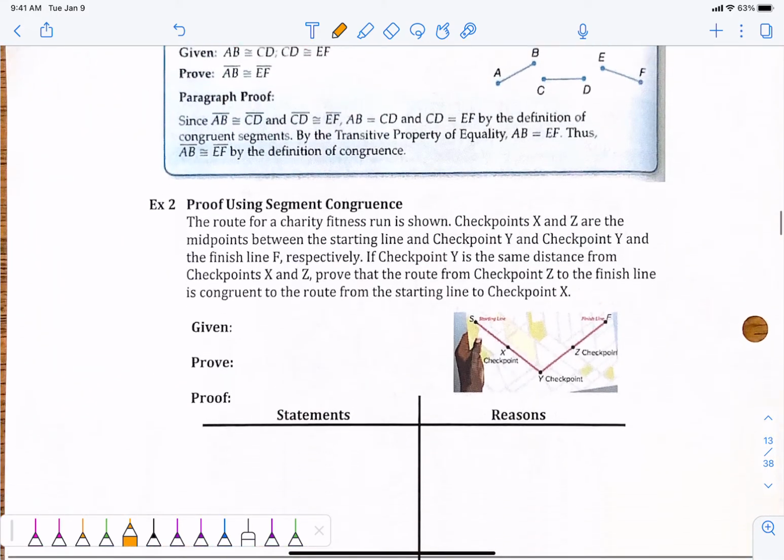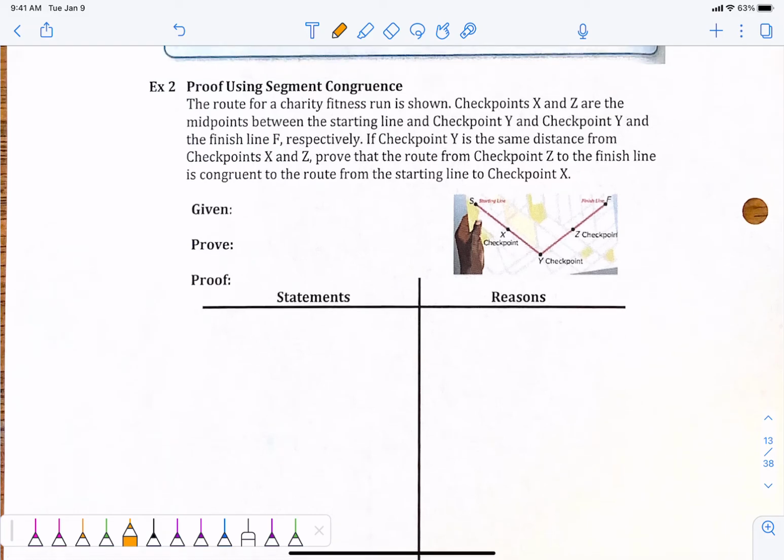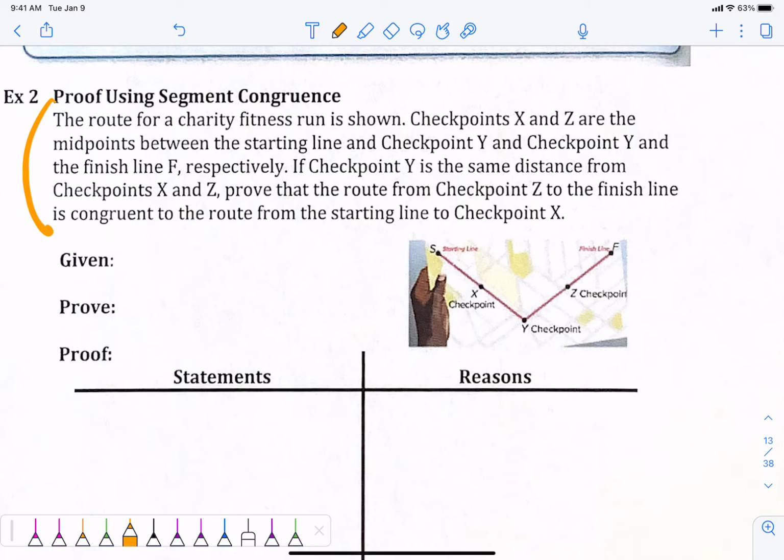Let's go straight to the proof, and they give us words here, which is a little confusing. But look at the diagram as I read these words, to see what this looks like. It does look like a V. The route for a charity fitness run is shown. Checkpoints X and Z are the two that we're talking about. They are the midpoints.